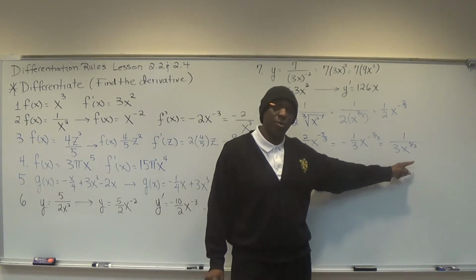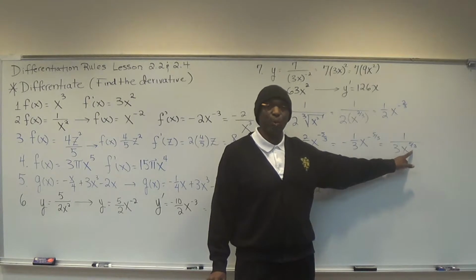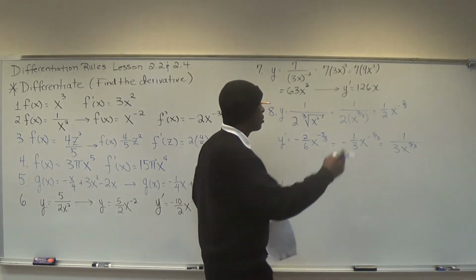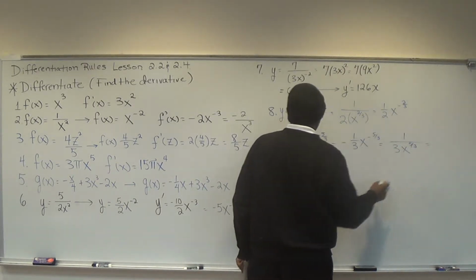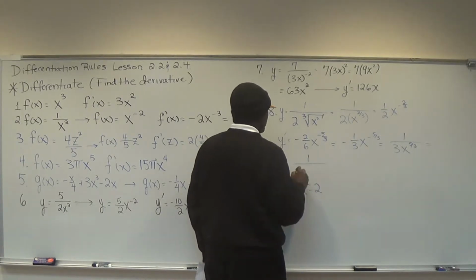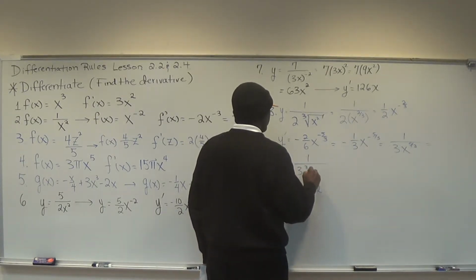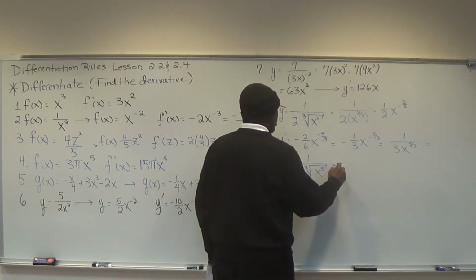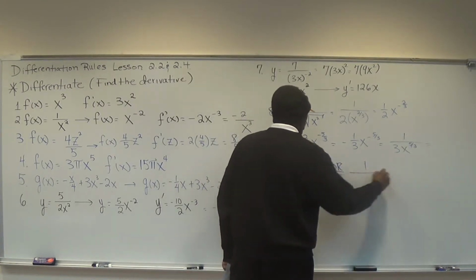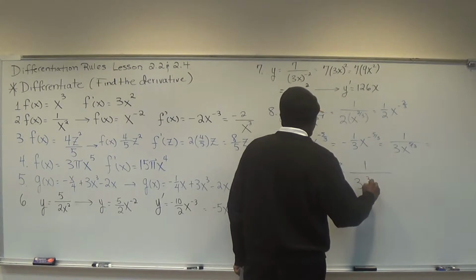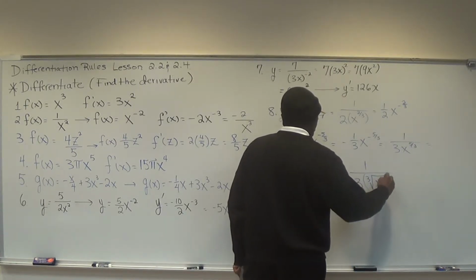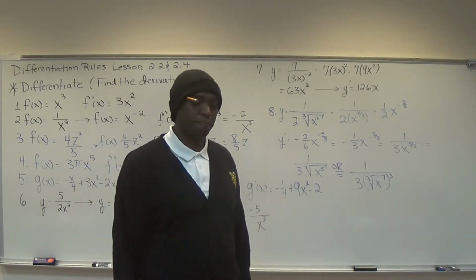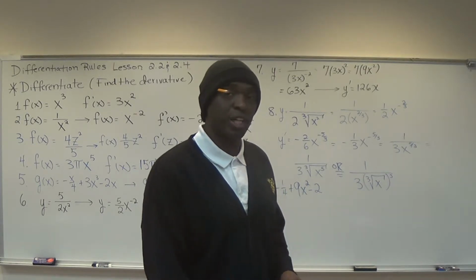Now this is correct, but it's only expressed as a rational exponent. But you can express it as a radical. And if you do that, it would look like this. So this answer would equal 1 divided by 3 times the cube root of x to the power of 5. Or you can write it as 1 over 3 times the cube root of x, quantity, to the power of 5. Either way, it's okay. Okay? Let's look at a few trig functions now.